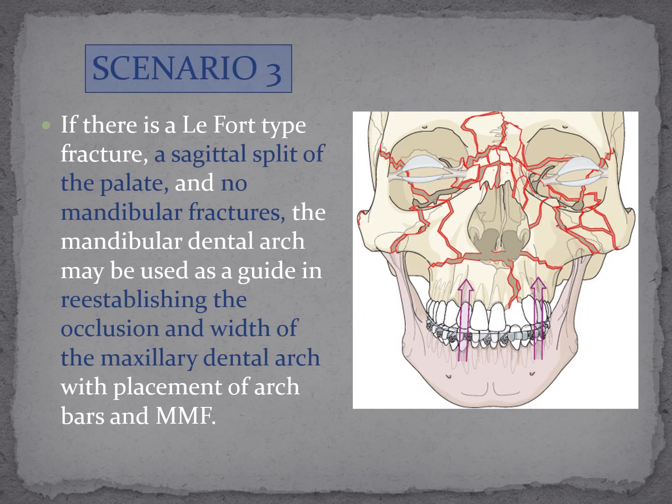In scenario 3, what happens is that there is a Le Fort type fracture along with a sagittal split of the palate, but there are no mandibular fractures. So what we mean is that essentially the mandibular arch is intact. Now that mandibular arch can be used to fix the two maxillary segments into occlusion, thus restoring the maxillomandibular continuity, and then we can start proceeding with our internal fixation, right?